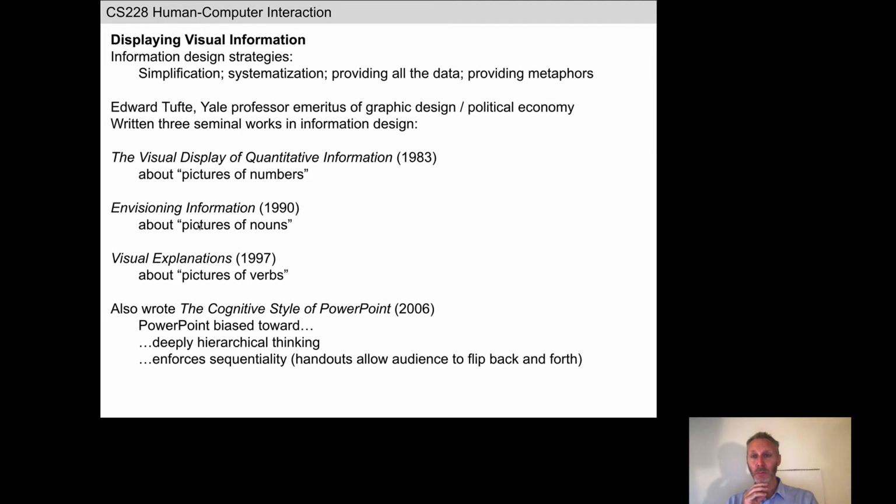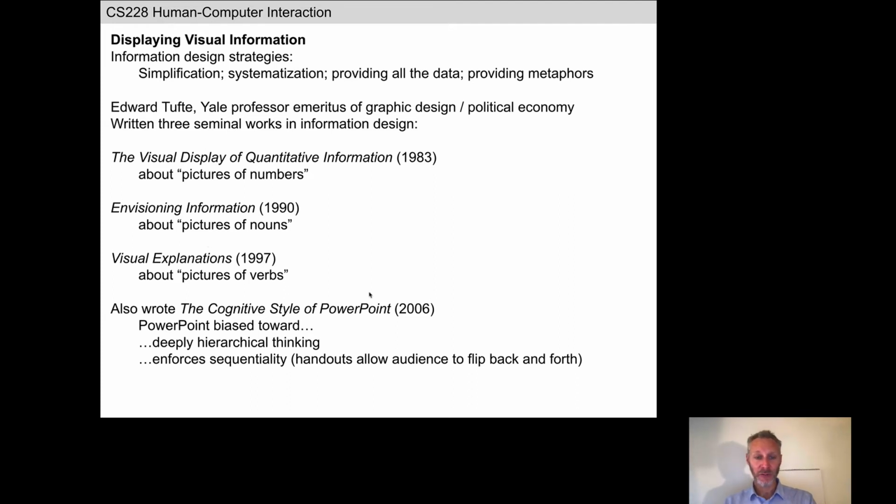His second book was about pictures of nouns, actual things that existed in the world. And his last book, Visual Explanations, was about pictures of verbs, action, things that unfold over time. How do we create static images or visualizations of things that are changing over time? Visualizing these 3 different kinds of things, abstract concepts, concrete things that exist in the world, and things that change over time, the way in which users want to understand those 3 different kinds of concepts informs how we go about trying to display them to the user.